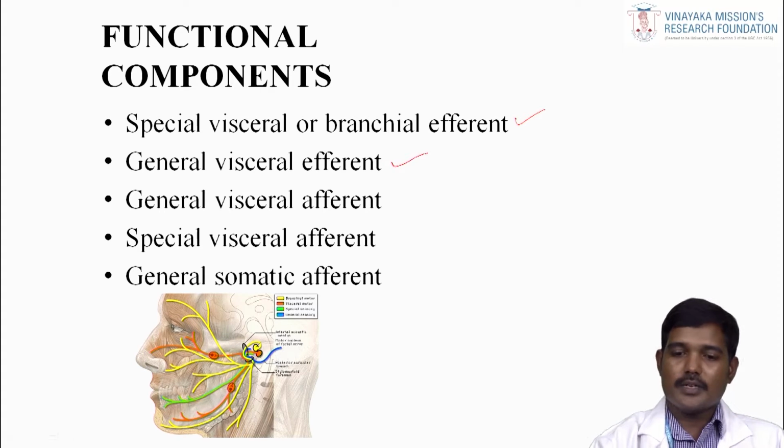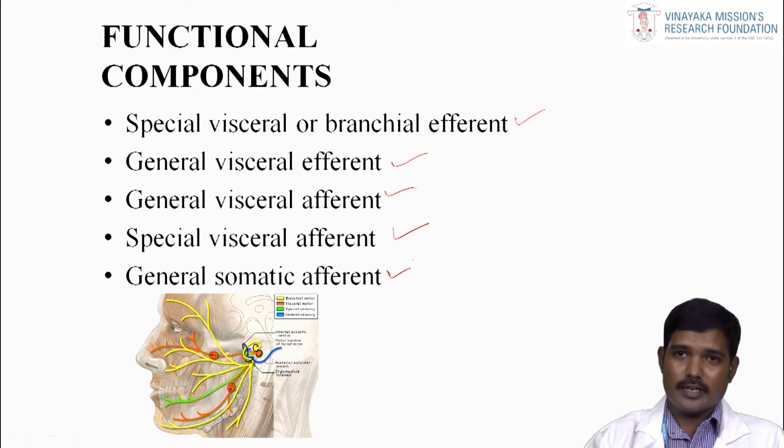General visceral efferent, or parasympathetic or secretomotor, supplies the sublingual gland, submandibular gland, and glands present in the palate, nose and pharynx. Then special visceral afferent is carrying the taste sensation from the anterior two-thirds of the tongue except the vallate papillae, and from the palate. General somatic afferent is sensory to part of the skin of the ear.